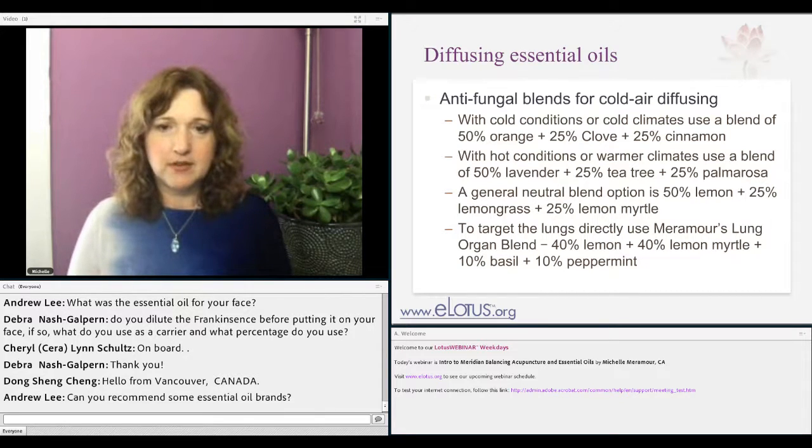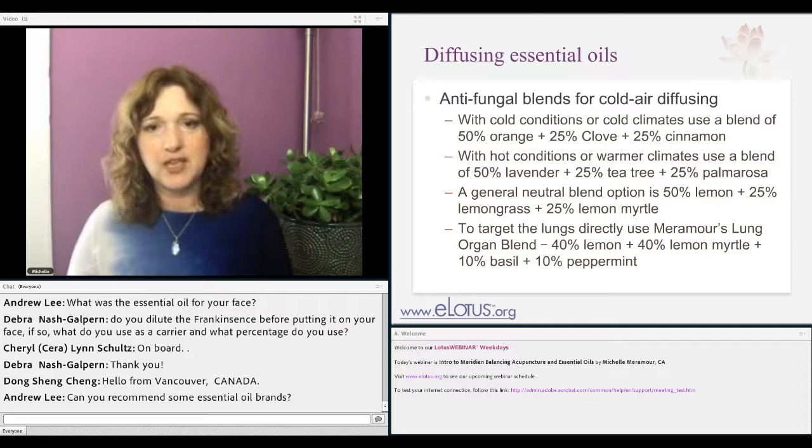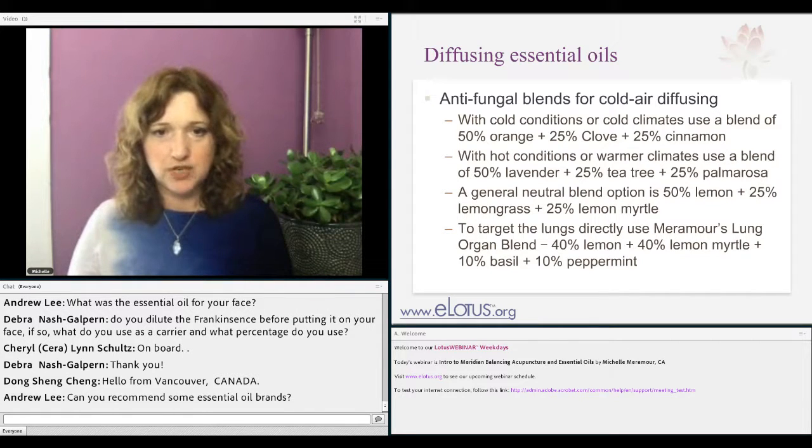So 40% lemon, 40% lemon myrtle, 10% basil, and 10% peppermint. And the basil and the peppermint will open up the respiratory tract and help to dilate the bronchioles so that people can breathe better and get that in there.